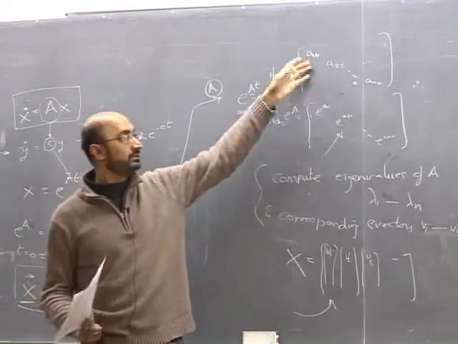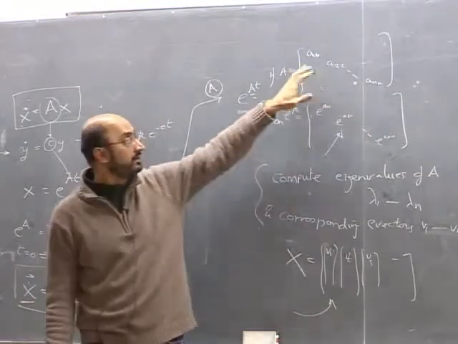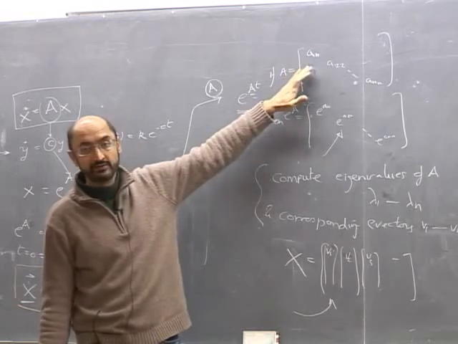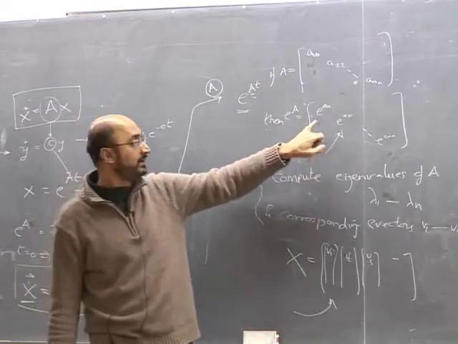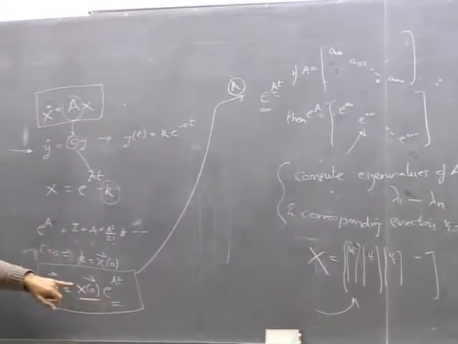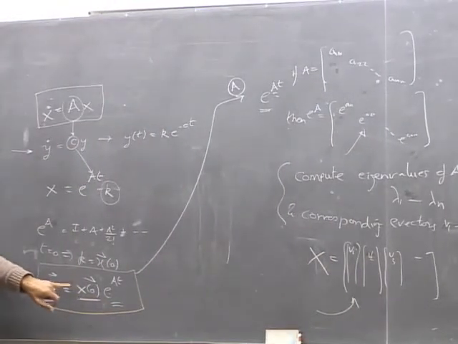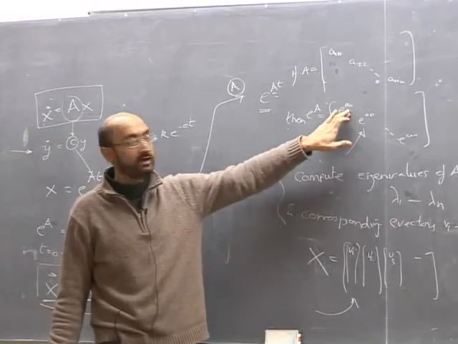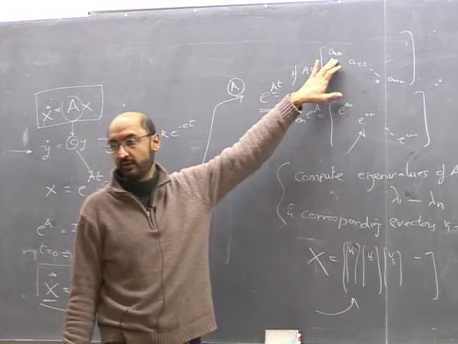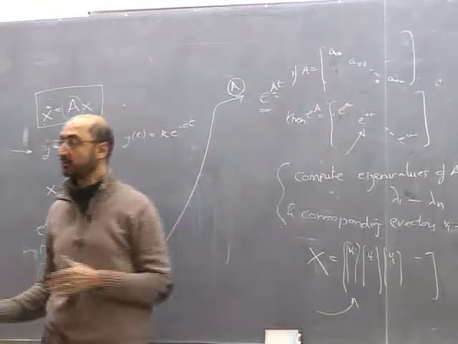If A is diagonal, the diagonal elements are the eigenvalues of A. If these diagonal elements are less than 0, then these are going to be negative exponentials, e to the a_ii, and these are going to multiply the corresponding terms of x, which means that each value of x is going to decay at the rate e to the a_ii, which is in fact the eigenvalues of A. So you can see intuitively what's going on.